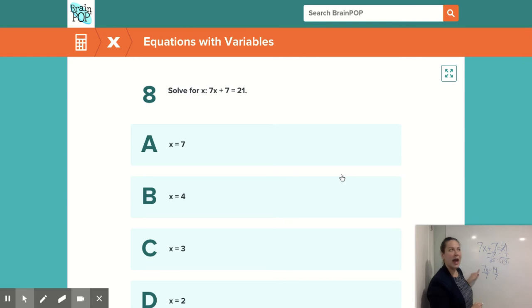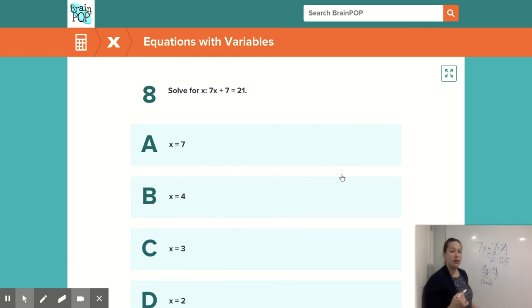That's like saying if you have 7 pieces and you want to make groups of 7, how many groups can you make? Well, you can just make 1. That's how it cancels out. And what you have left is the x. X equals 14 divided by 7, quick fact, 2.